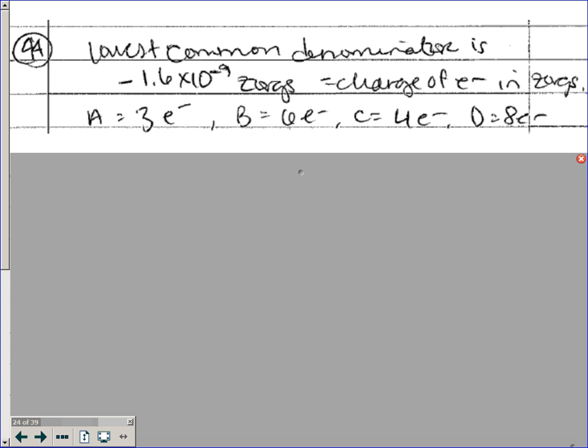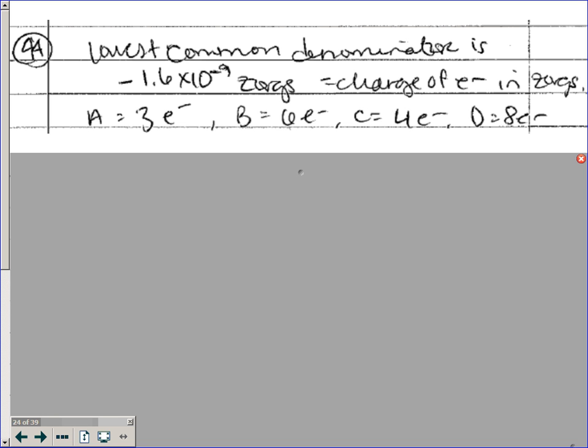the Zorg's charge. I'm going to have to pull the data. You guys wrote down your data, I did not. But all you're going to basically do is take how many times the Zorg's charge goes into each of those masses given. This is page 79.